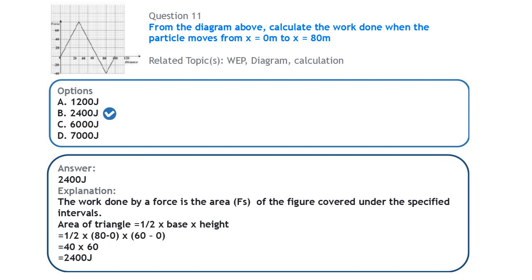So the area of the triangle is half times base times height. The base here is from here to here, that will be 80 minus 0, multiplied by the height, which is 60 minus 0. And this will give us 1 over 2 times 80, which is 40, multiplied by 60, and this is 2400 joules.